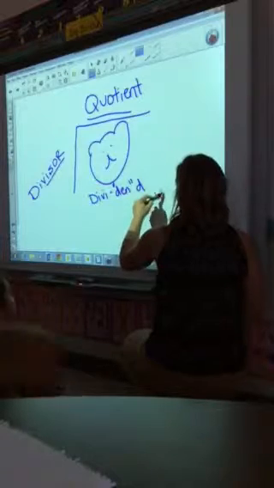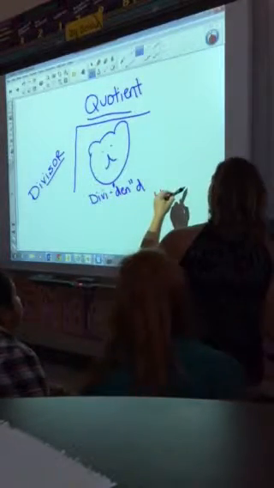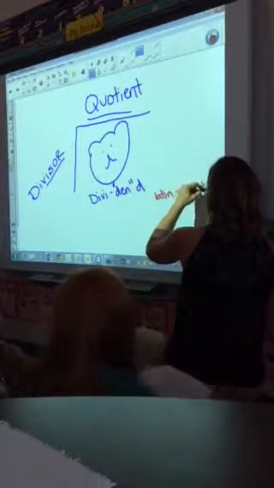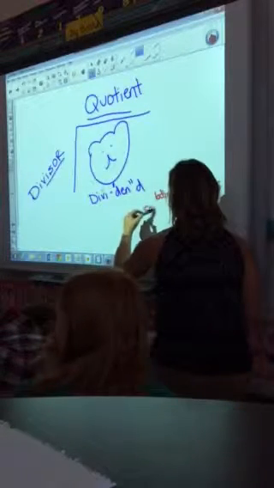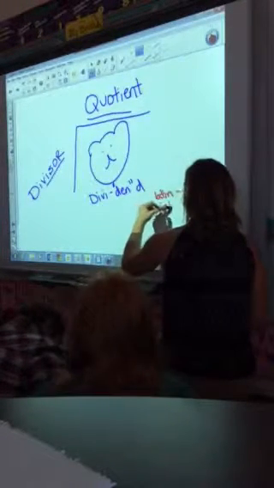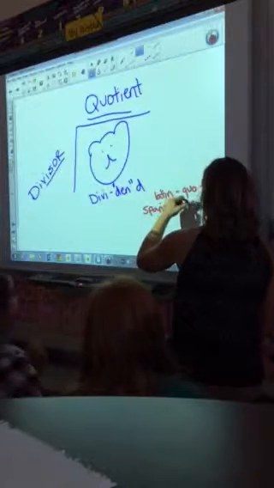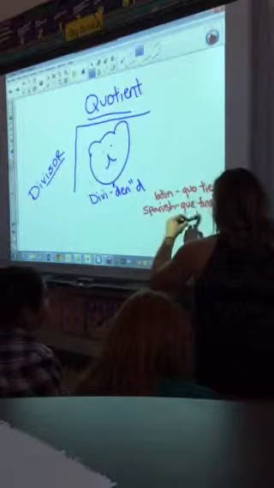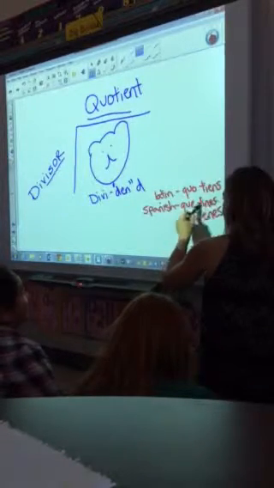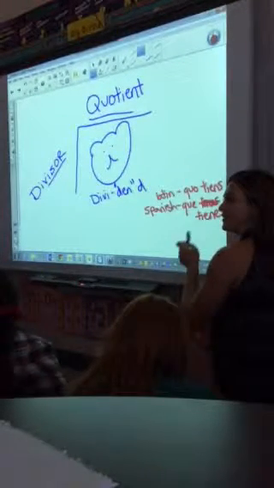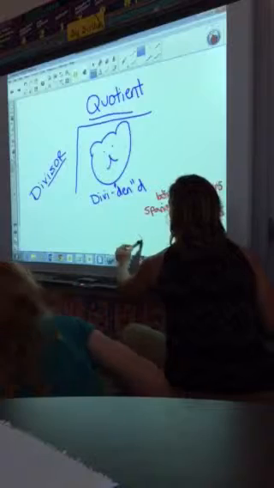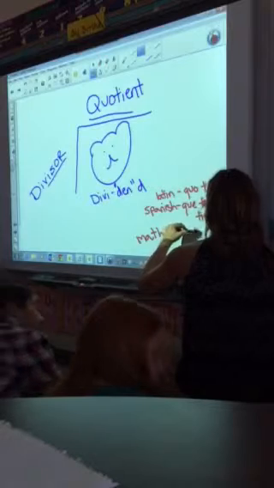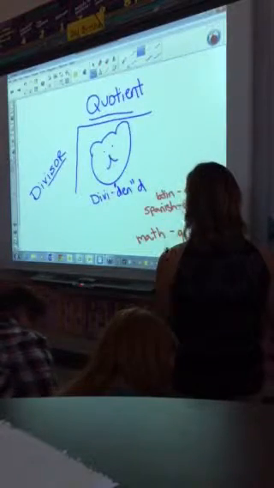Now, I'm going to bring in where this word came from. In Latin, you could call this quotients. Whenever you go to Spanish, it's que tienes. Who knows what that means? In math, we're going to call it our quotient. We're going to refer to this as the evolution of our word.